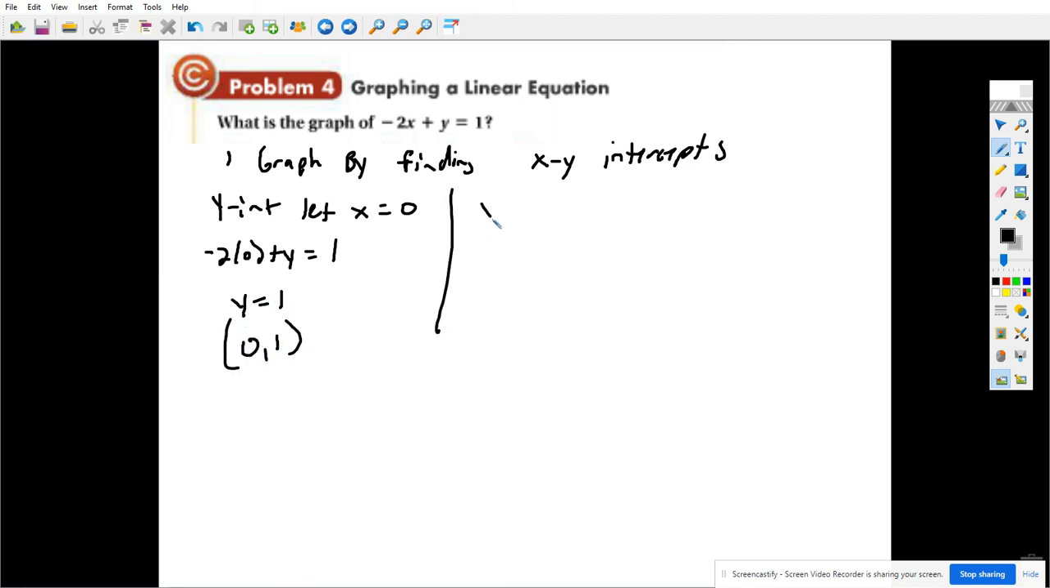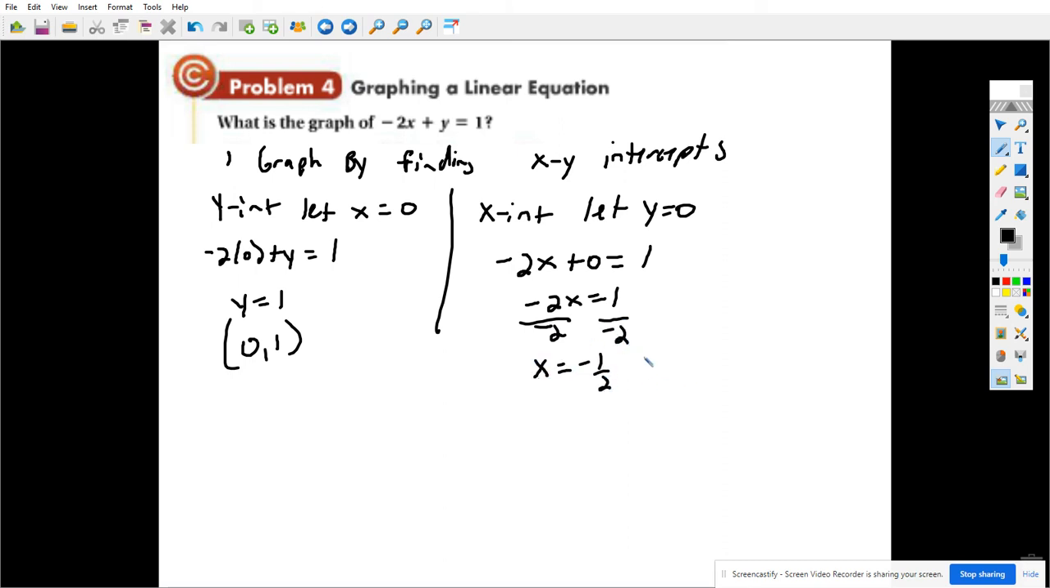To find the x-intercept, I'm going to let y equal 0. So I would have negative 2x plus 0 equals 1. Okay, so this cancels and gives me negative 2x equals 1. I'm going to divide by negative 2. And I would get x is equal to negative 1/2. So I'd have the ordered pair negative 1/2, 0. Okay, so how would I graph that? Sloppy graph, sorry. But I'd plot the ordered pair 0, 1. I'd plot the ordered pair negative 1/2. So there's negative 1, negative 1/2 is halfway between it. Connect the 2 dots. Try and draw a very straight line.